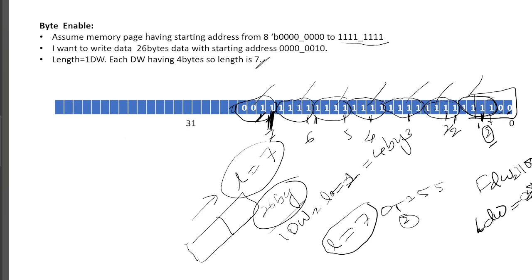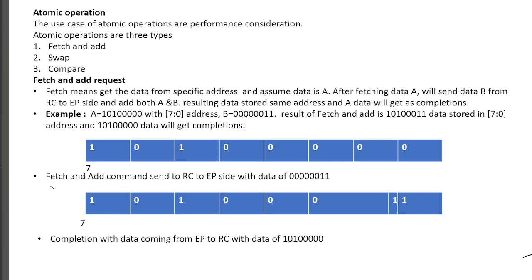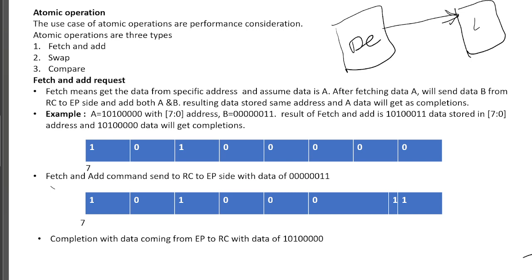We'll continue with the next concept, called atomic operations, useful in PCIe. Take one example: you have an RC and an EP, and you want to write data. You will send a request with data from the RC to the EP side, and you will write the data at a specific location, a specific address.